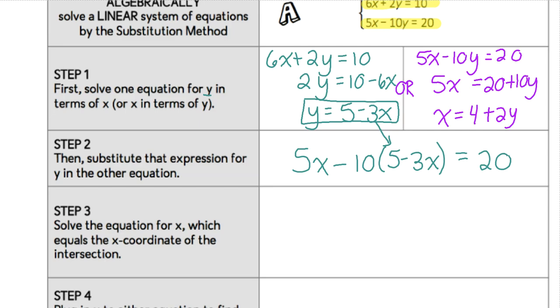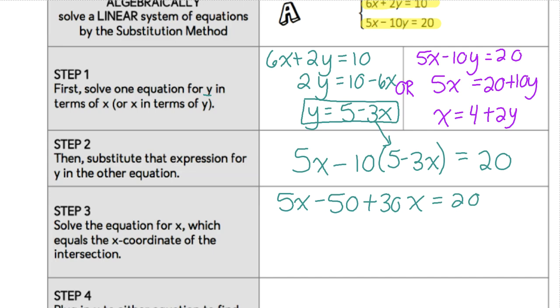Now we have only x's in our equation, which allows us to solve the equation for x. If we still had two variables, we wouldn't be able to solve. So the point of substitution is to get down to one variable that we're solving for. In this case, I would start by distributing. So I would have 5x minus 50 plus 30x equals 20. And then I'm going to solve that.